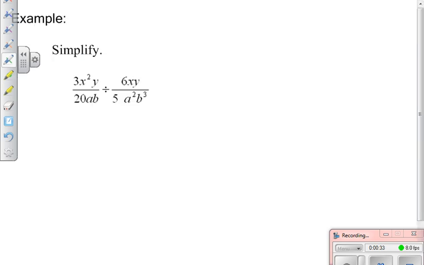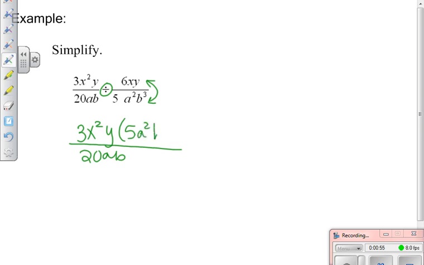Now, I recommend that if there's any factoring to be done, you flip first and then factor, because then you will eliminate wanting to cancel too early. So here's my division sign. So this is the fraction I need to flip. So I have 3x squared y over 20ab, and I'm going to flip, so I have 5a squared b cubed all over 6xy. So I took numerator, made it denominator, took denominator, made it numerator.